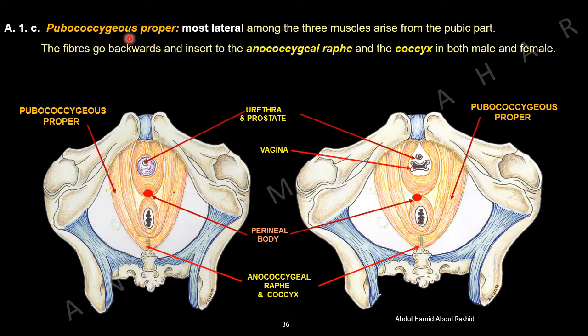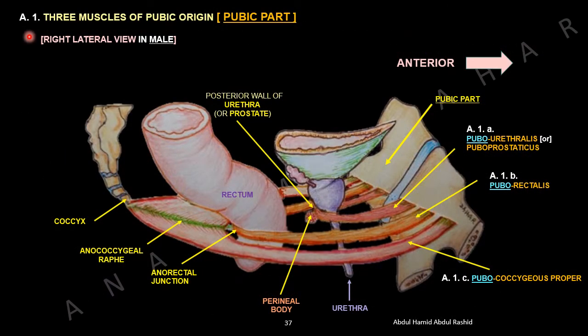Pubococcygeus proper is the most lateral among the three muscles that arise from the pubic part. The fibers go backwards and insert to the anococcygeal raphe and the coccyx in both male and female. This is the outermost muscle among the three. Three muscles of pubic origin, coming from the pubic part.